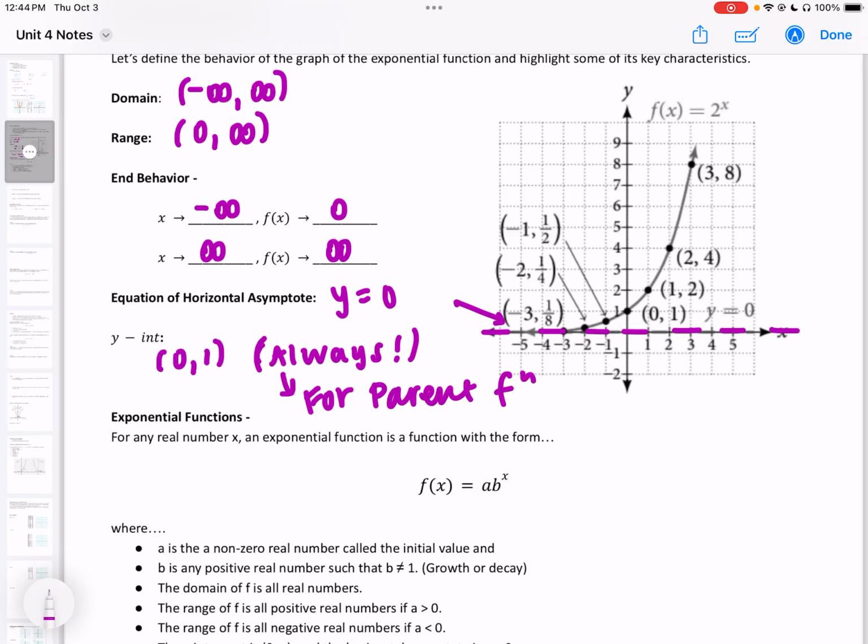Once we transform, obviously it might be different, but for the toolkit function, your y-intercept is going to be (0, 1).